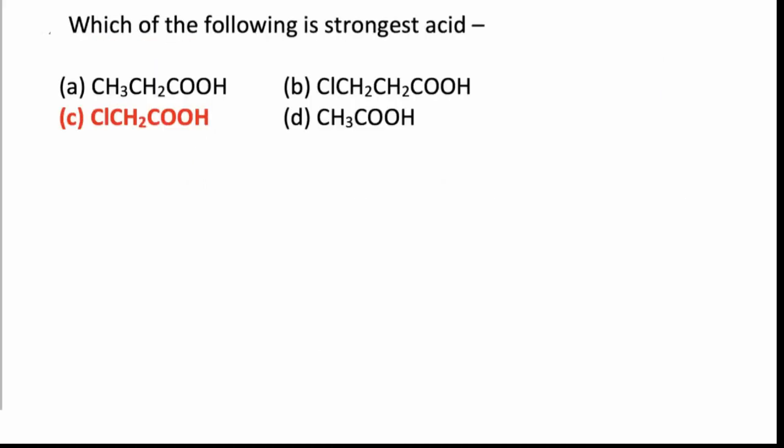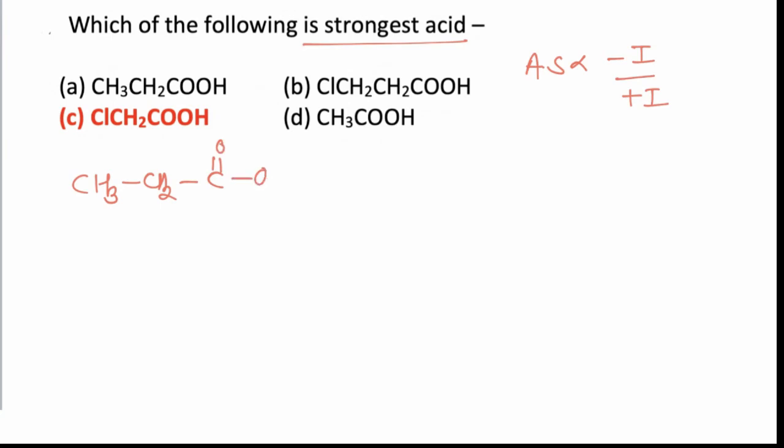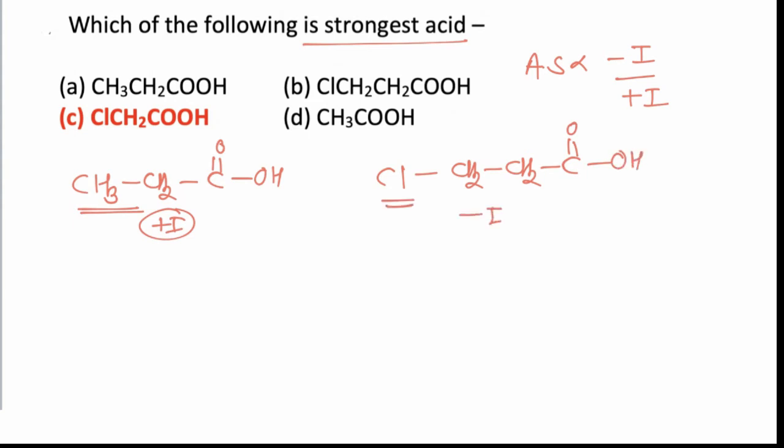In this question we have to find which of the following is the strongest acid. Now acidic strength depends on the stability of the conjugate base, which depends on the minus I effect. With increasing minus I effect, acidic strength increases. Now in the first case, CH3CH2COOH, this CH3CH2 group is having a plus I effect. In the second case, a Cl group is present. Now Cl is having a minus I effect, and this minus I effect will increase acidic strength.